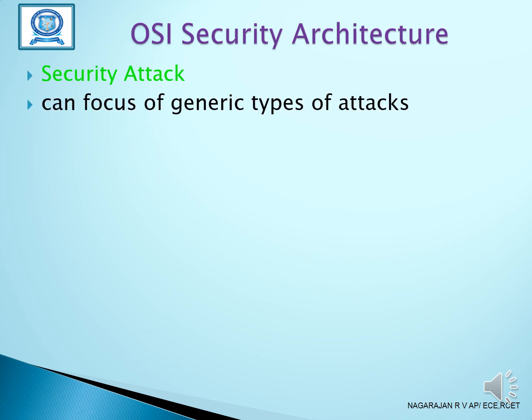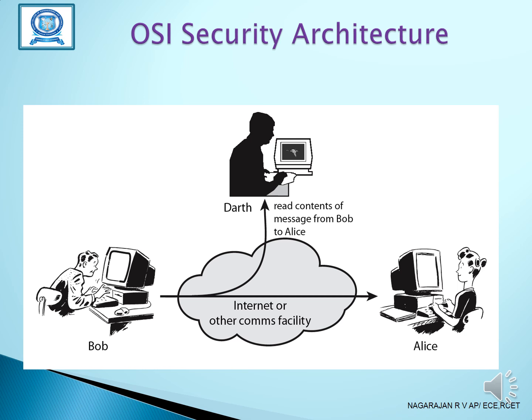Next, security attacks can be focused on generic types of attacks, passive and active. We already discussed these two previously. Let us see examples of passive attacks. Bob sent information to Alice. Someone is hacking to read what Bob sent over the internet. This is a passive attack. Darth just reads the content of the message that Bob sent to Alice. That is just reading the content of Bob's message only. This is a passive attack.